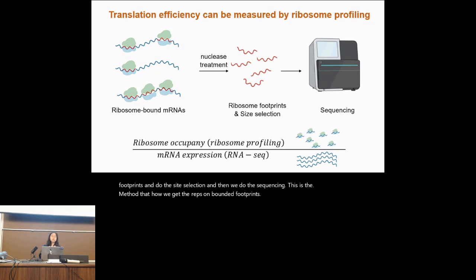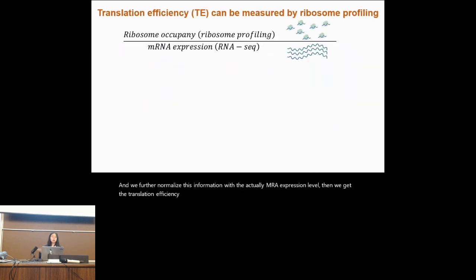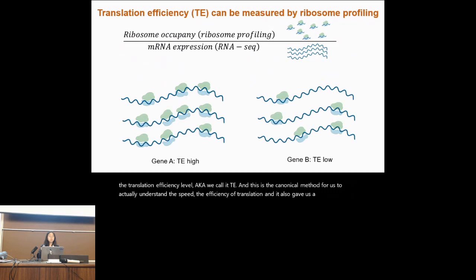We further normalize this information with the actual mRNA expression level, and then we get the translation efficiency level, which we call TE. This is the canonical method to understand the speed and efficiency of translation. It also gives us a chance to measure which gene has a higher TE and which gene has a lower TE. If you still remember, the goal of my project is to understand the TE similarity pattern across different conditions for all the genes.